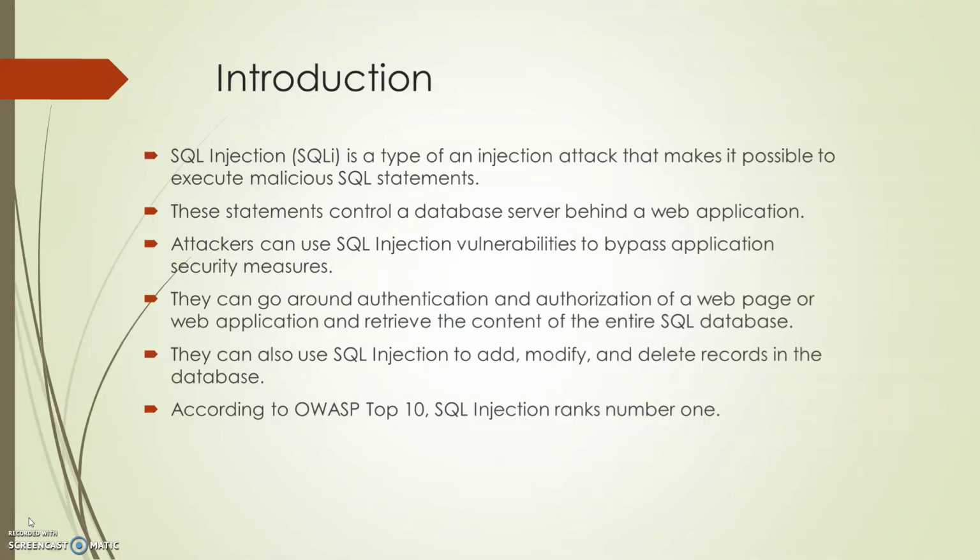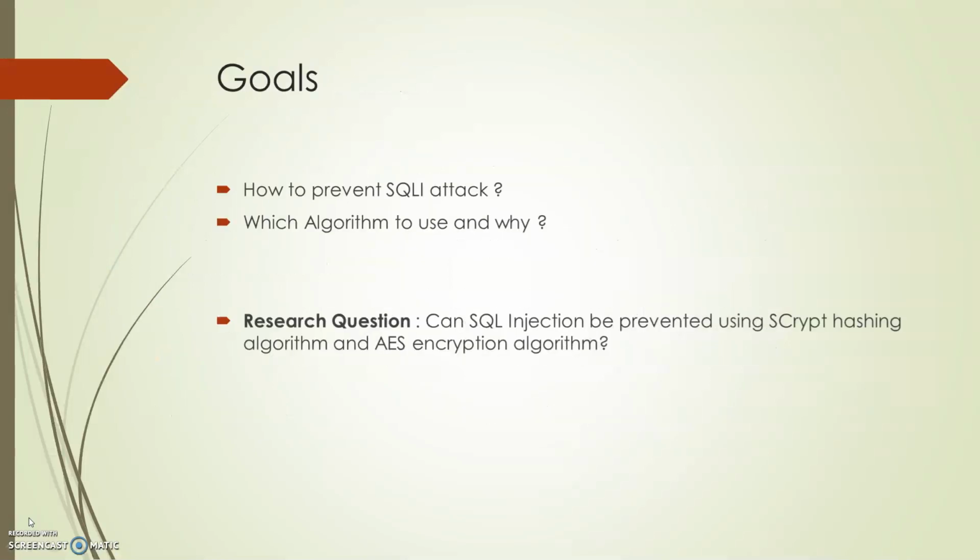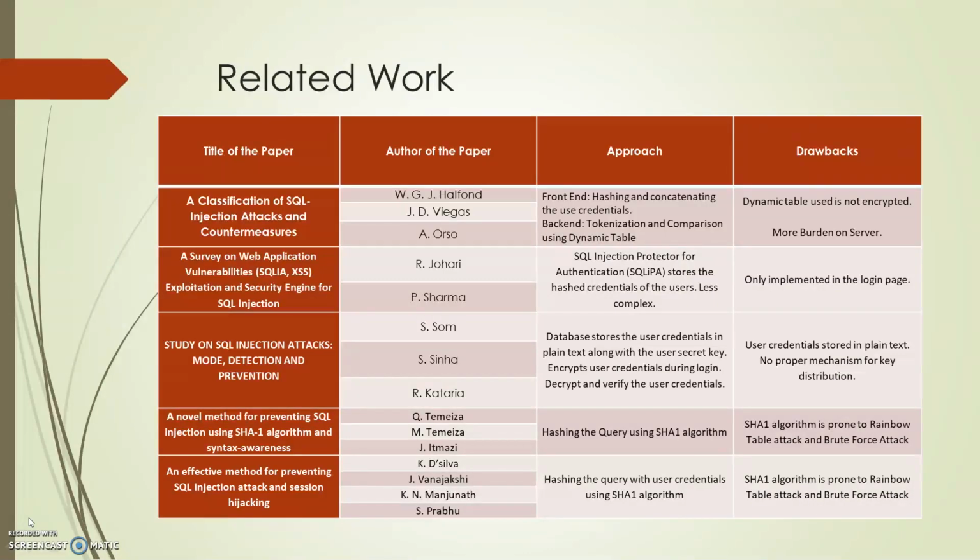Now, the attacker can, from the front end, enter malicious code which always returns true. So it easily gets access into the system. This is known as an SQL injection attack, and according to OWASP top 10, SQL injection ranks number 1. That is, most of the websites are vulnerable to this attack. The goals of the paper are how we can prevent this SQL injection attack, which algorithms we'll be using and why. The research question is, can SQL injection be prevented using a scrypt hashing algorithm and AES encryption algorithm?